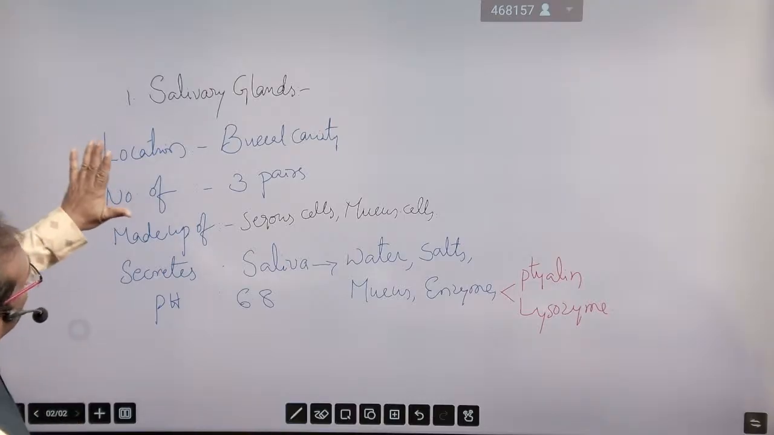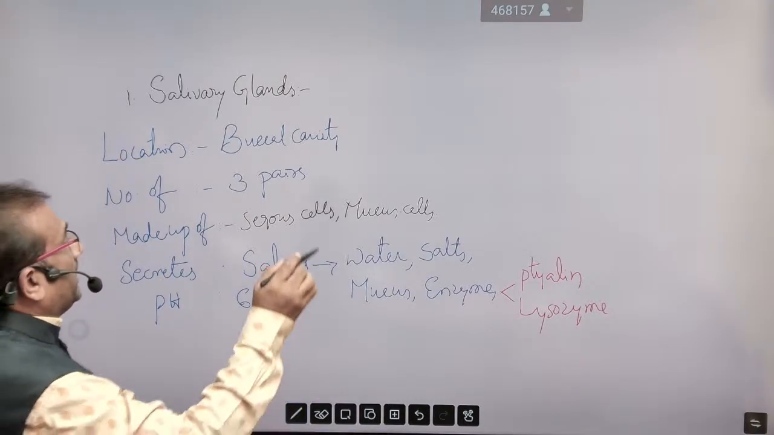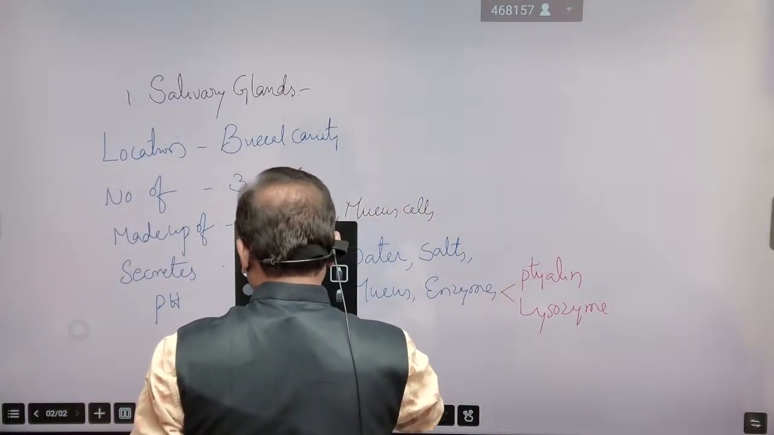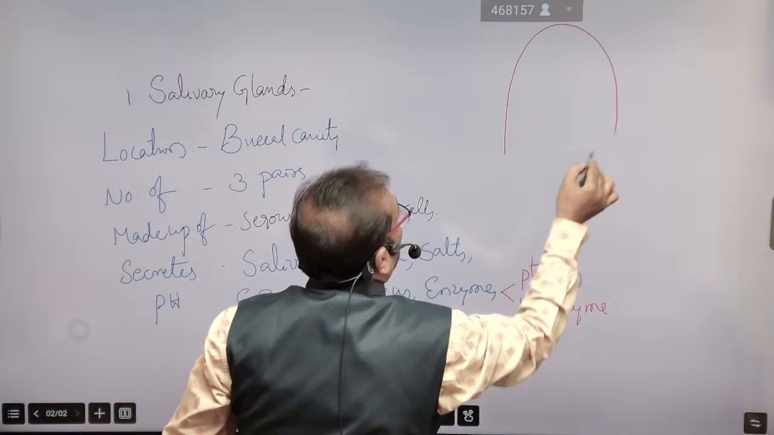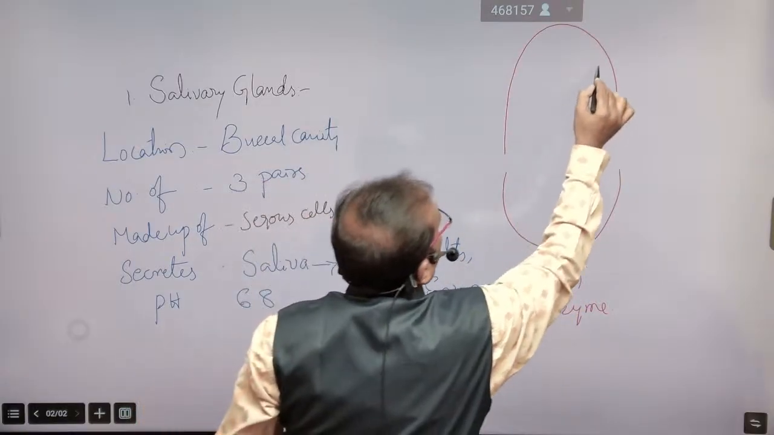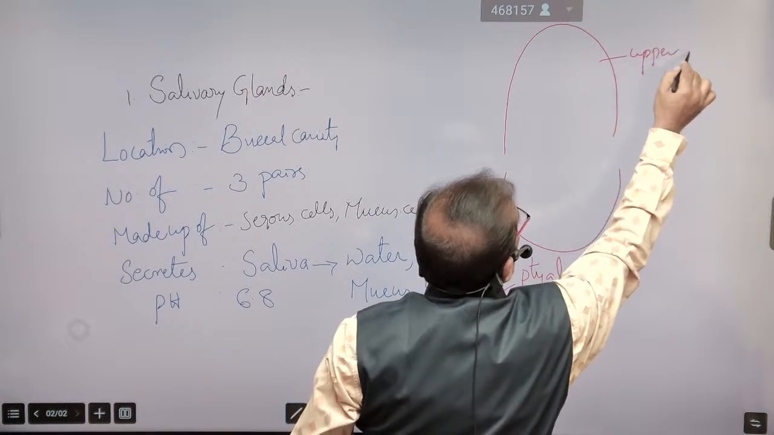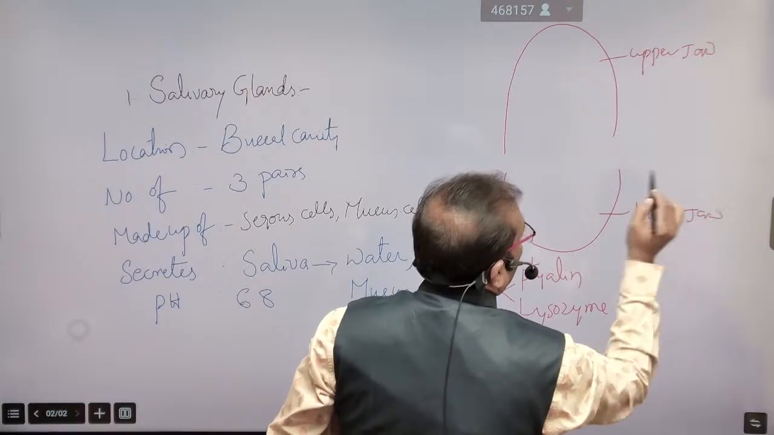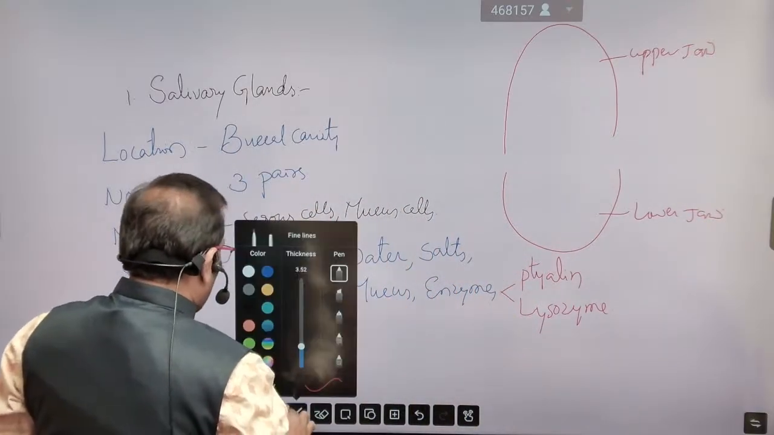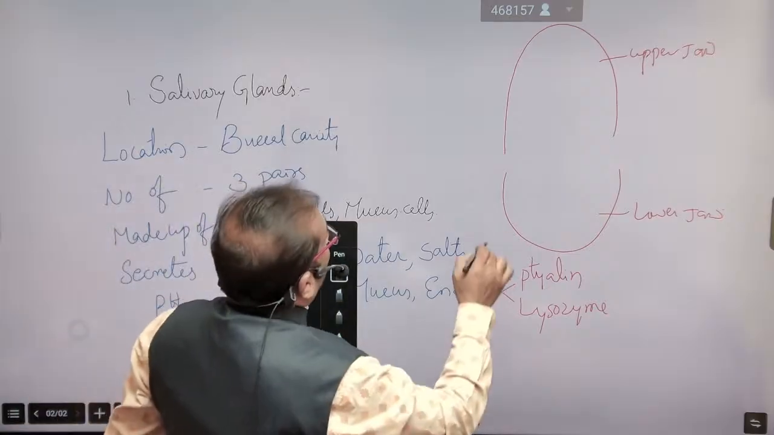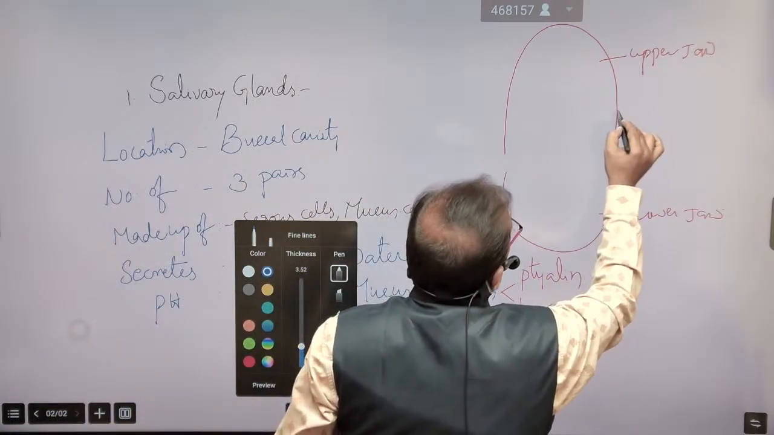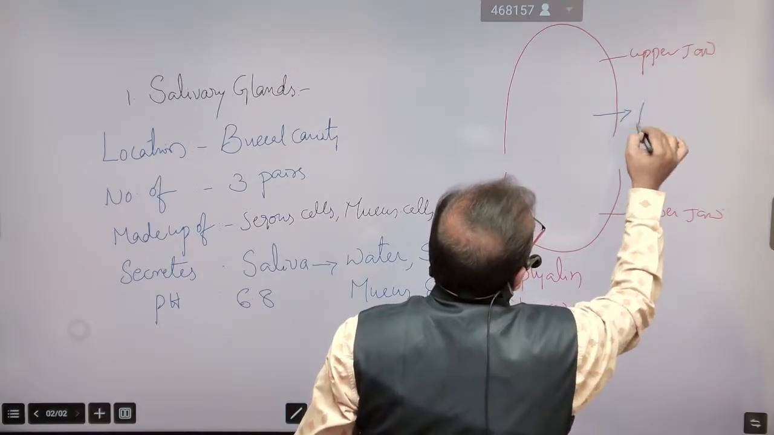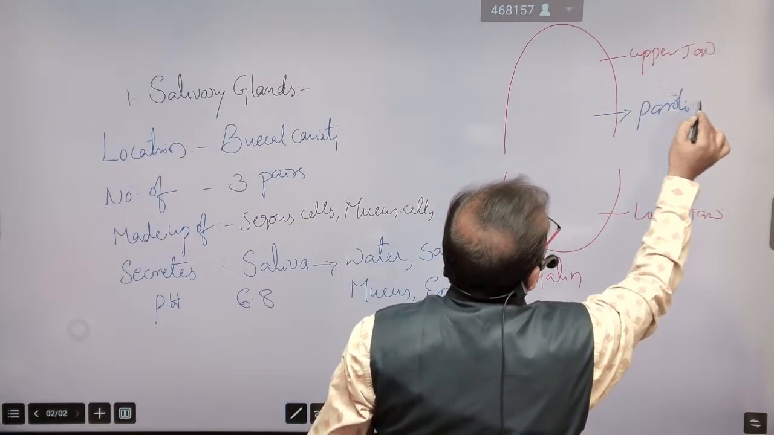And coming to the location, in the buccal cavity, 3 pairs are there. So in the buccal cavity they are located. So this is the upper jaw and this is the lower jaw. Okay. So the first pair of salivary glands are present near the ear and cheeks. Near ear and cheeks, one pair is there. It's called parotid glands.